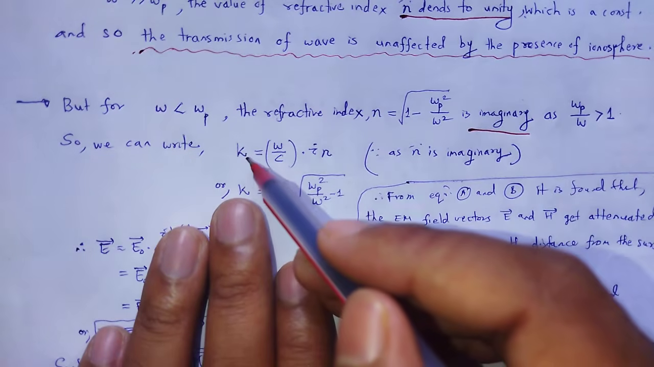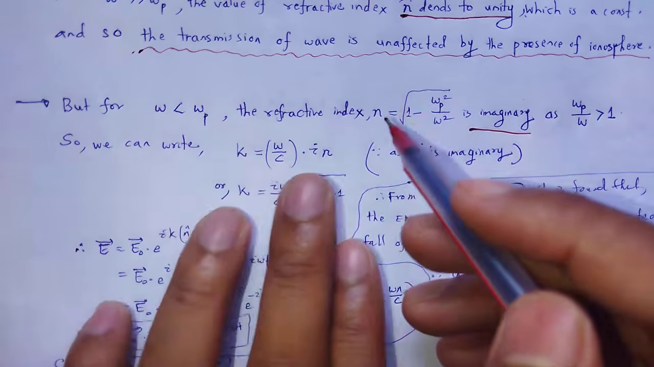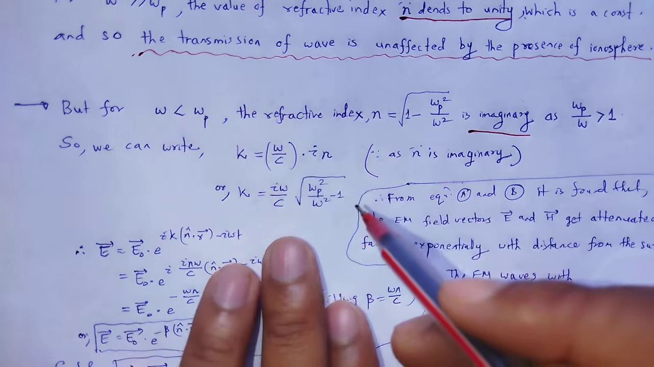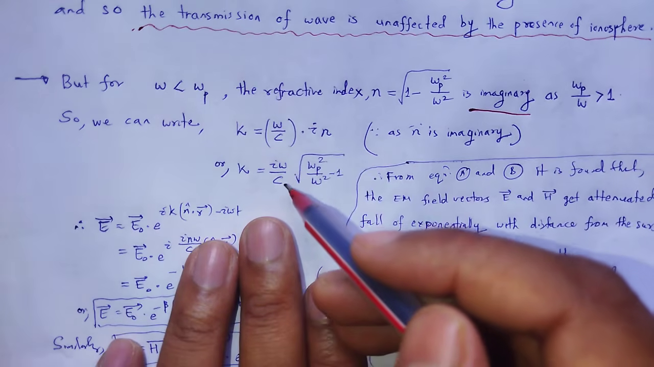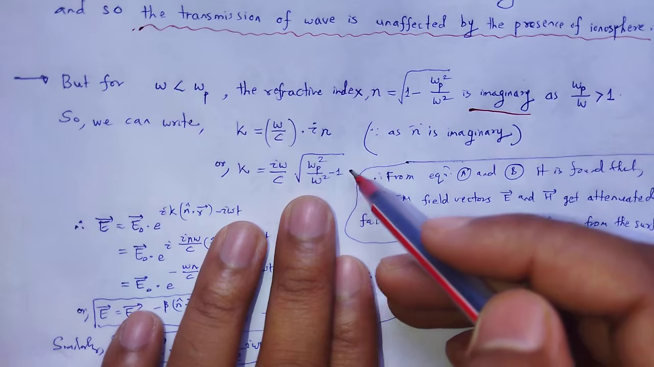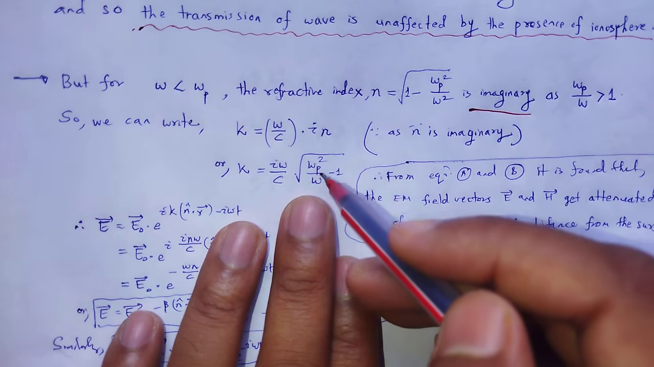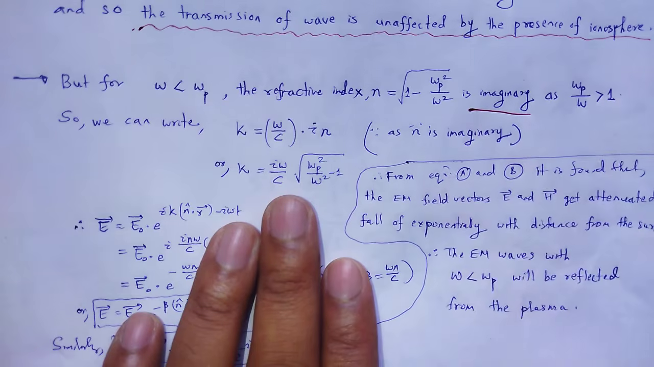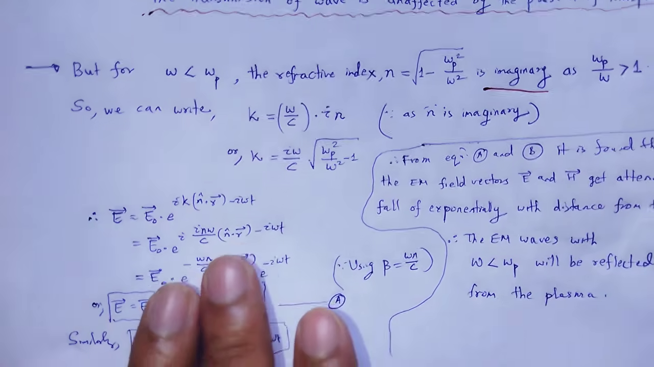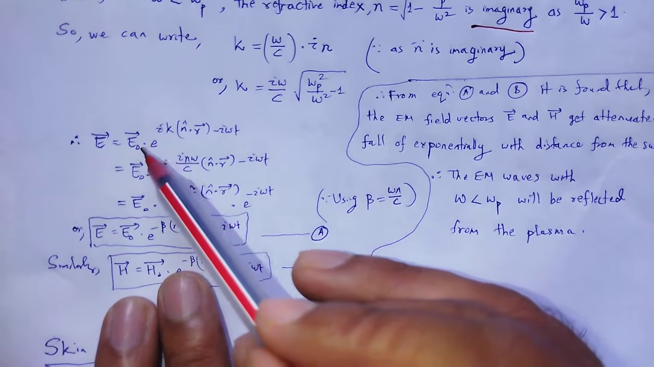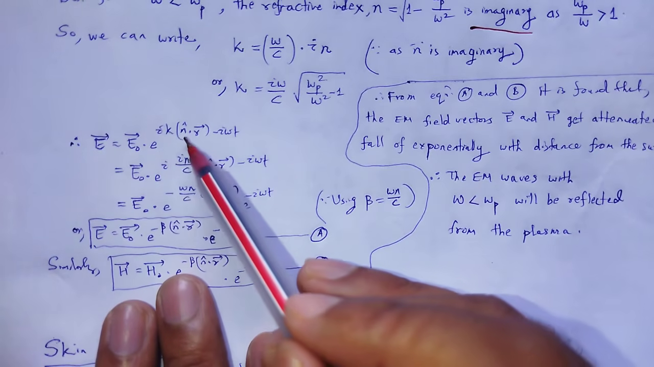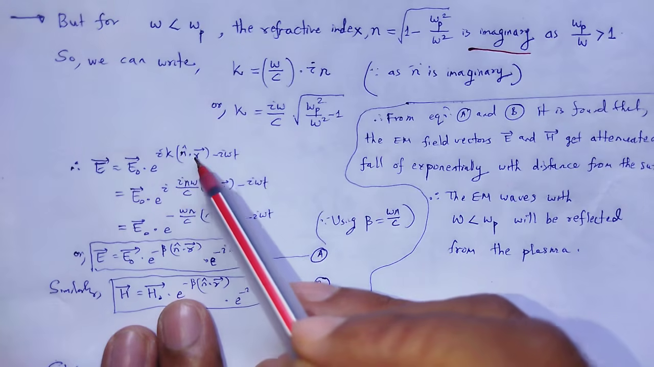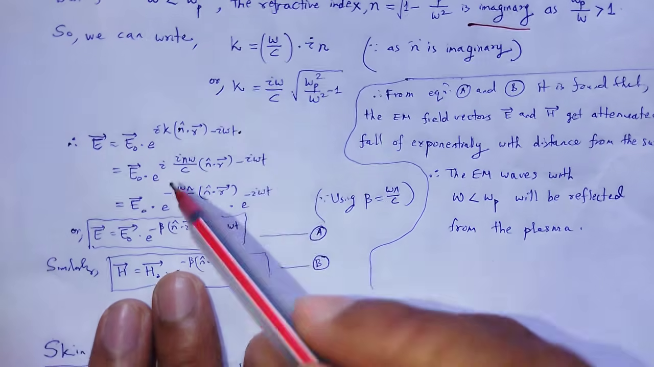So we can write the wave propagation constant k equal to omega by c into n, and in place of n we write its imaginary form. Therefore k is equal to i omega by c times the square root of omega p squared by omega squared minus 1, as n is imaginary. So the E vector will be E naught into e to the power i (k vector, that is k into n cap dot r vector, minus omega t).